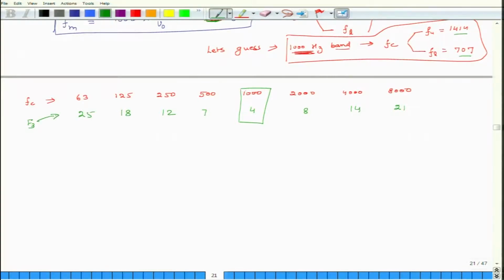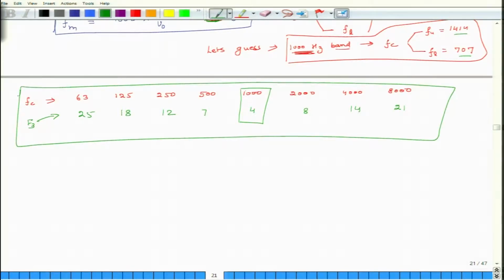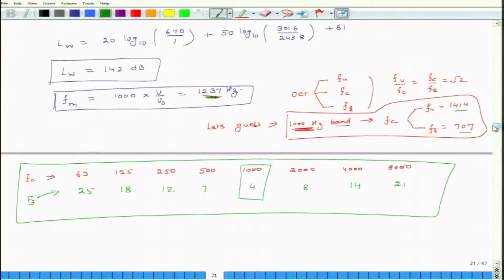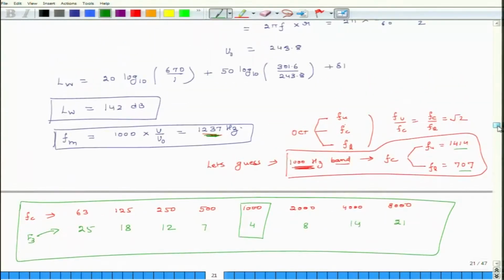So, this is my F3. Basically, I have just used the values from the table above. Using this table, now I can compute LW for each octave band. Now let us compute LW. We have already computed LW. LW is 142 decibels.